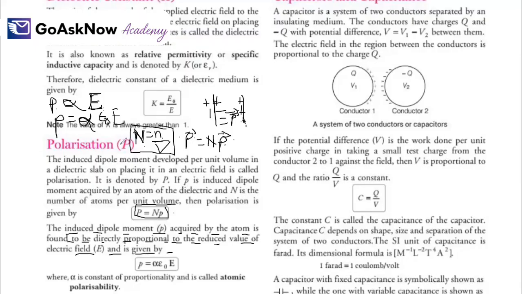So what is alpha here? This alpha is called the proportionality constant, and it is also called atomic polarizability. See here, it is called atomic polarizability. So you have to remember this point, what is alpha here.